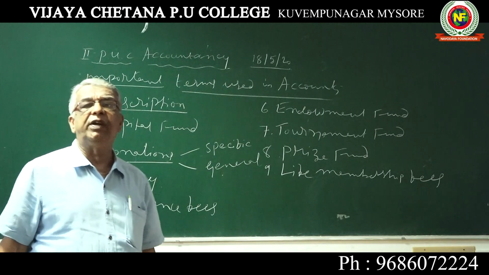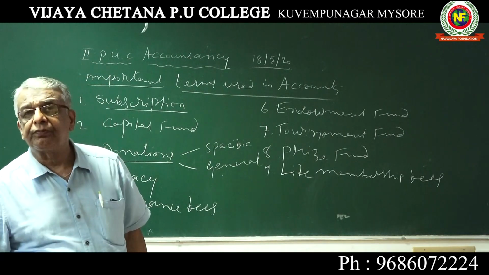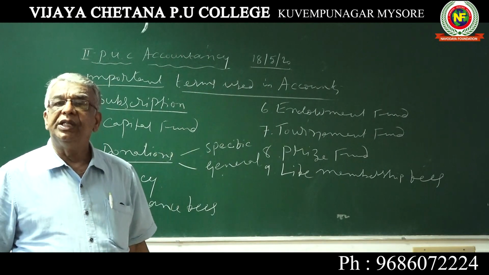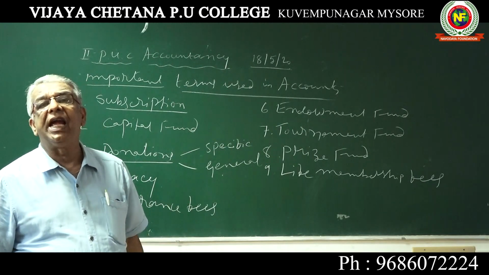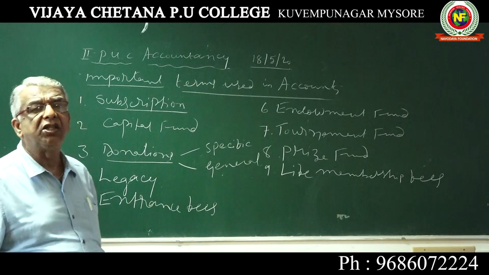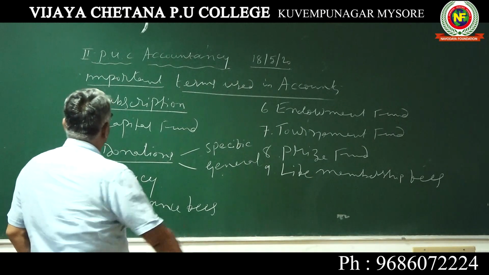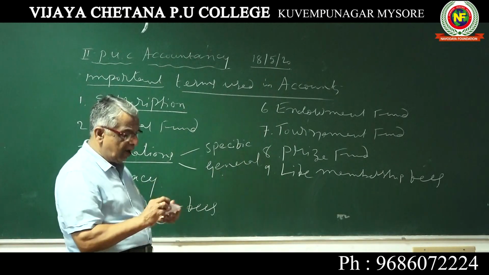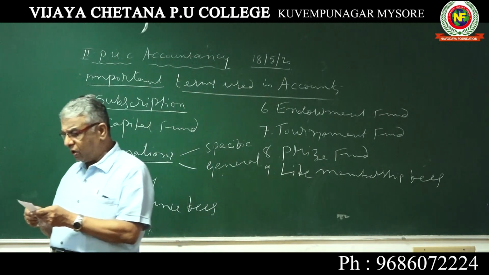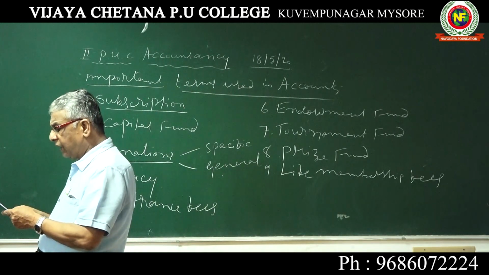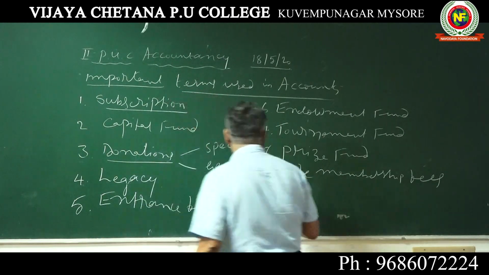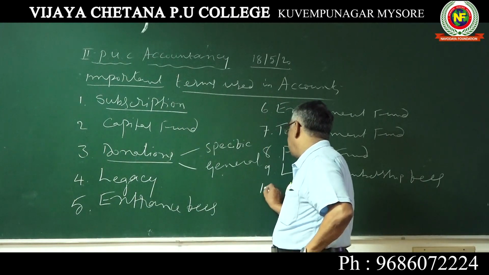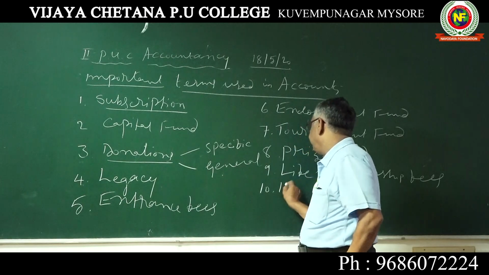The life membership fee is a capital item. That should not be treated as a revenue item. That has to be capitalized. That life membership fees has to be added to the capital fund. And then after this life membership, one more we are having, that is honorarium and deferred revenue. That is honorarium.